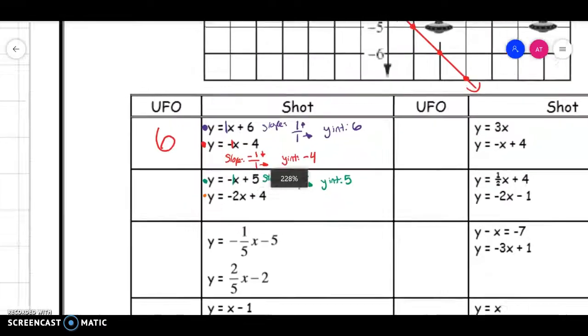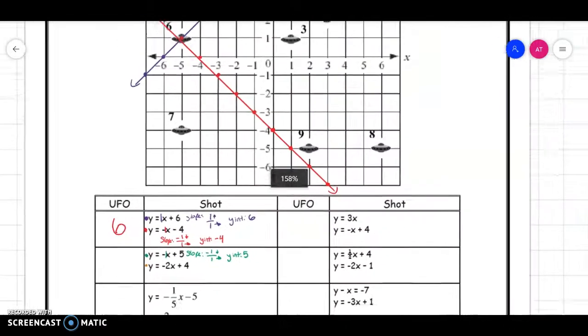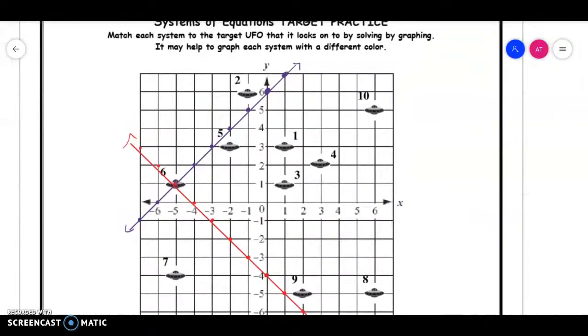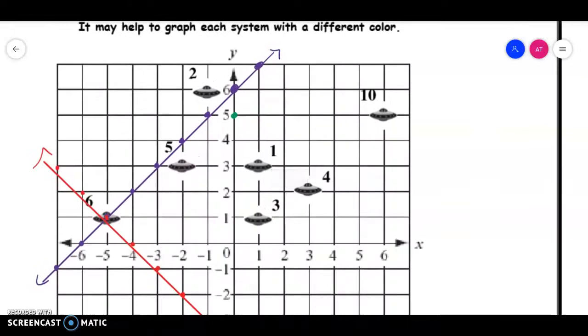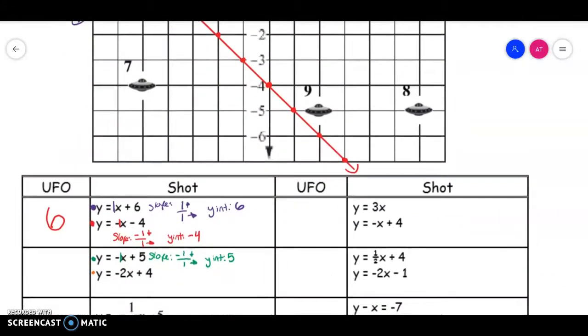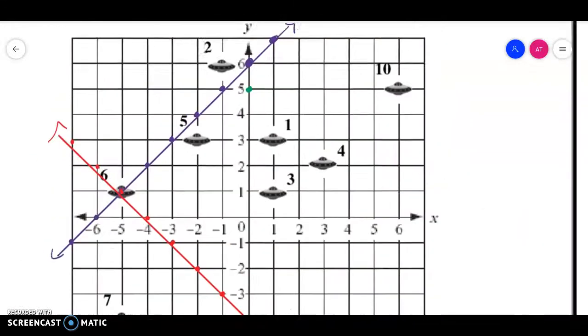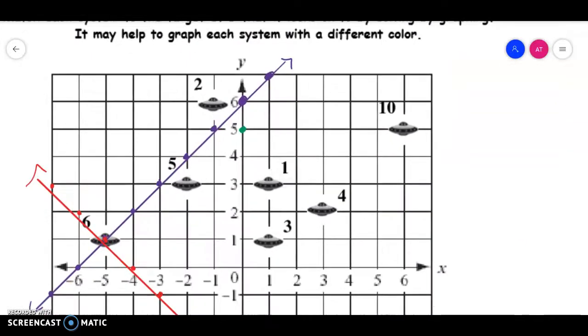Remember, anytime you can pause this video, try it out yourself and see if you did it. That might be the more accurate way to test yourself and test your knowledge and see how you're doing. So my slope for this one is negative 1 over 1. I'm going to start at a positive 5. I'm going to go down 1 and to the right 1.